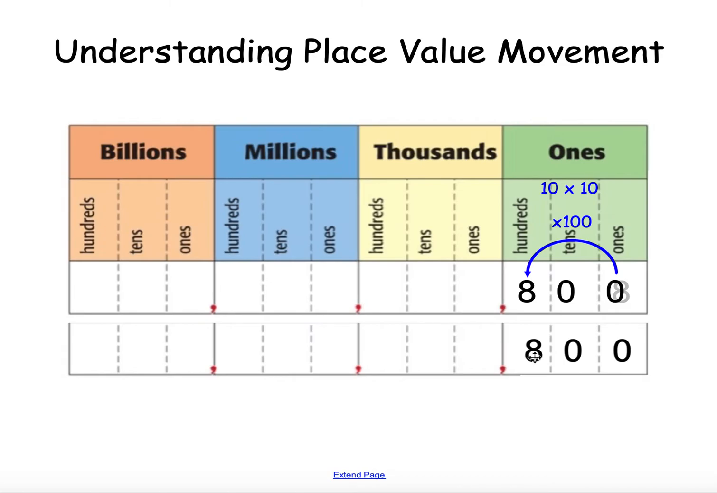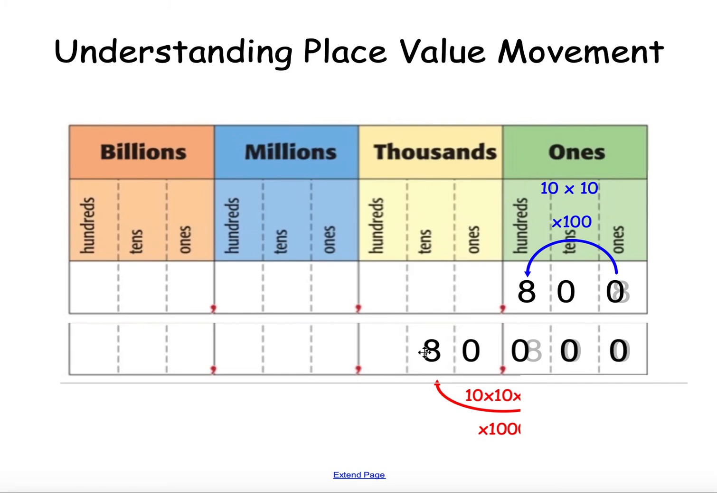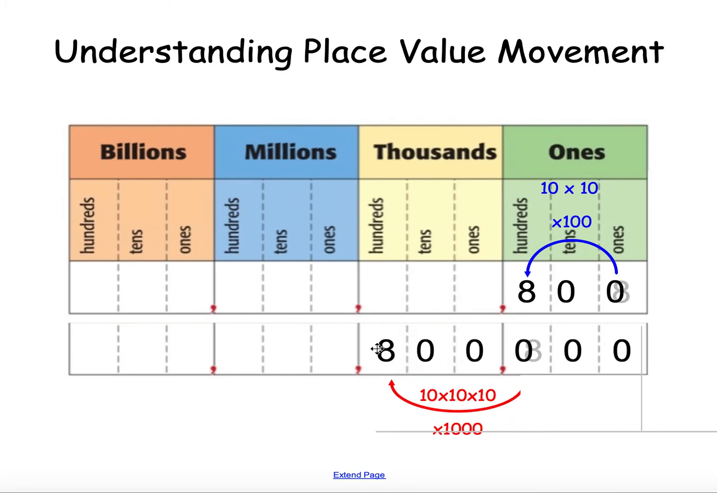Or what if I started with 800 and instead of just going to the thousands or the 10,000s, I decided to go all the way out to the 100,000s? Well, now you can see I'm doing 10 times 10 times 10, or times 1,000.